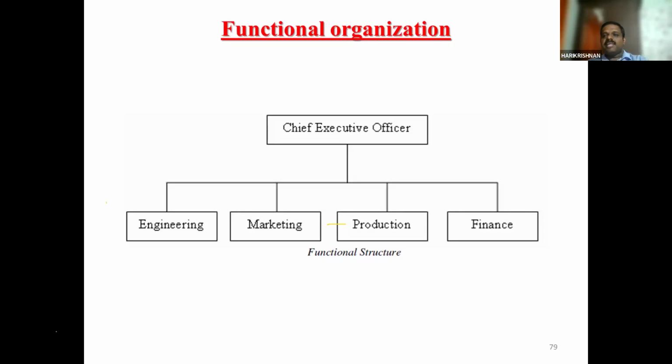For example, when you take the engineering section, one head, a chief engineer, will be there. He will be responsible for all the engineering work over there. In the marketing section, a marketing manager will be there, responsible for the marketing activity. A production engineer will be responsible for the production activity. And the finance head will be responsible for all the financial activities. Okay, now this is known as functional organization.